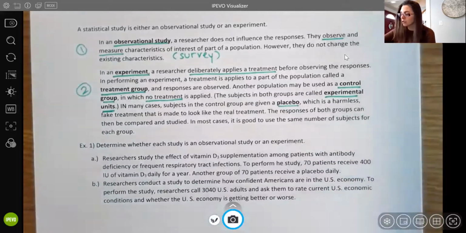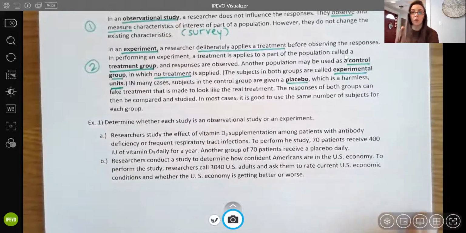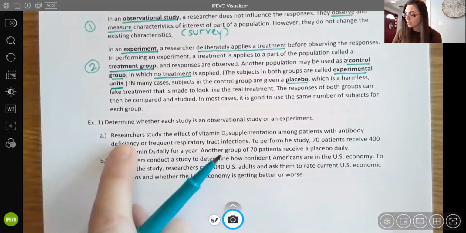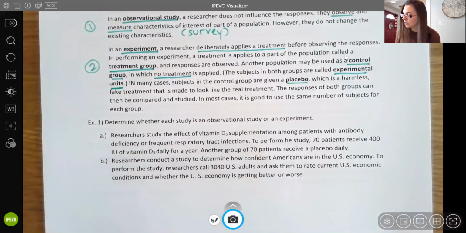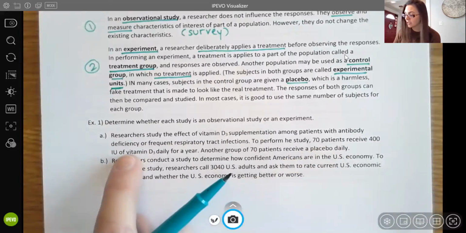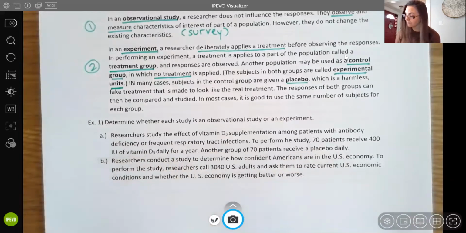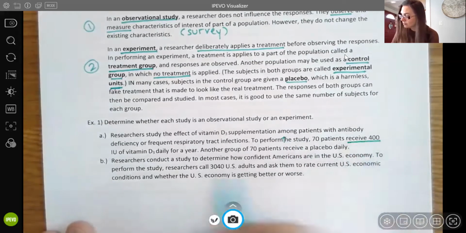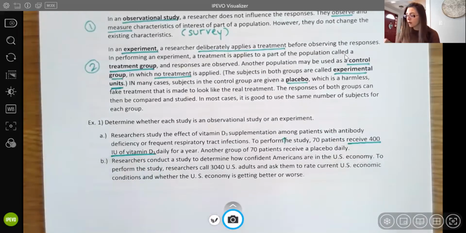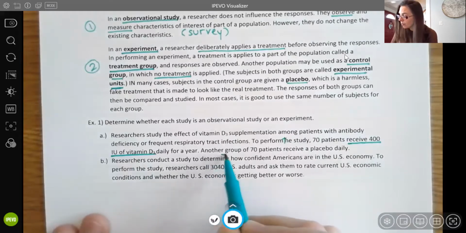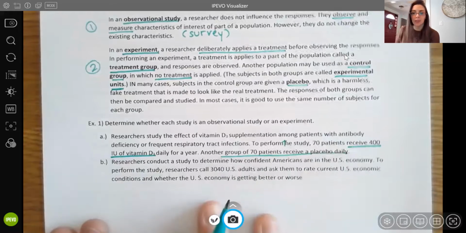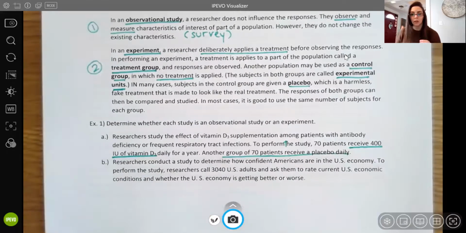All right, so let's determine whether the two examples are observational studies or experiments. So in the first example, we have researchers study the effect of vitamin D supplementation among patients with antibody deficiency or frequent respiratory tract infections. To perform the study, 70 patients receive 400 units of vitamin D daily for 1 year, and another group receives a placebo daily. So notice here, the researchers are physically giving a medication, or in this case, a vitamin, to one group and a placebo to another group.